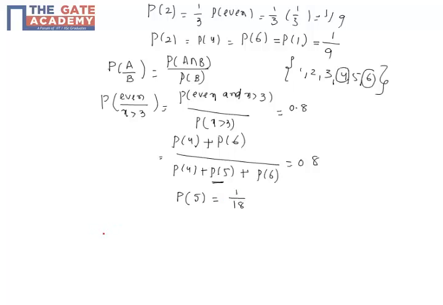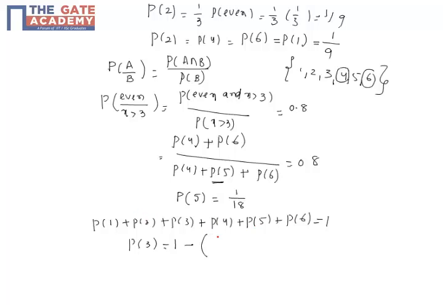He is asking the value of P of 3. So we know that P of 1 plus P of 2 plus P of 3 plus P of 4 plus P of 5 plus P of 6 equals 1. So what is the value of P of 3? P of 3 is nothing but 1 minus all the values, P of 1, 2, 4, 5 and 6. So if you substitute all these values, you will get P of 3 equal to 1/5. That is equal to 0.2.